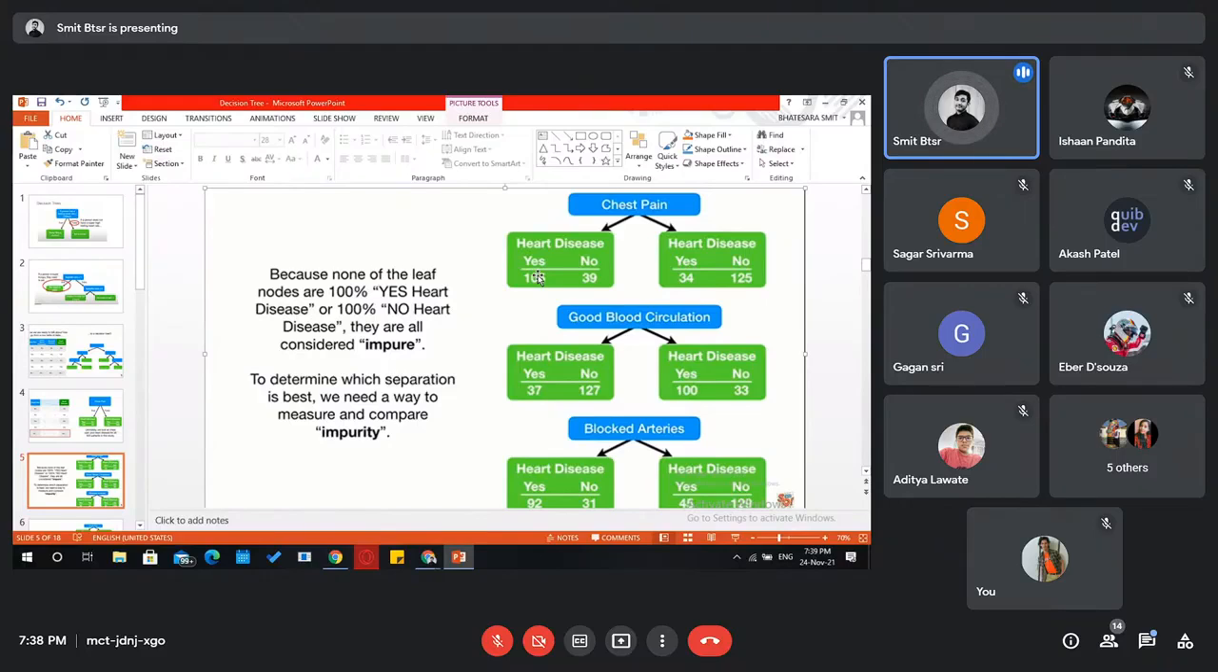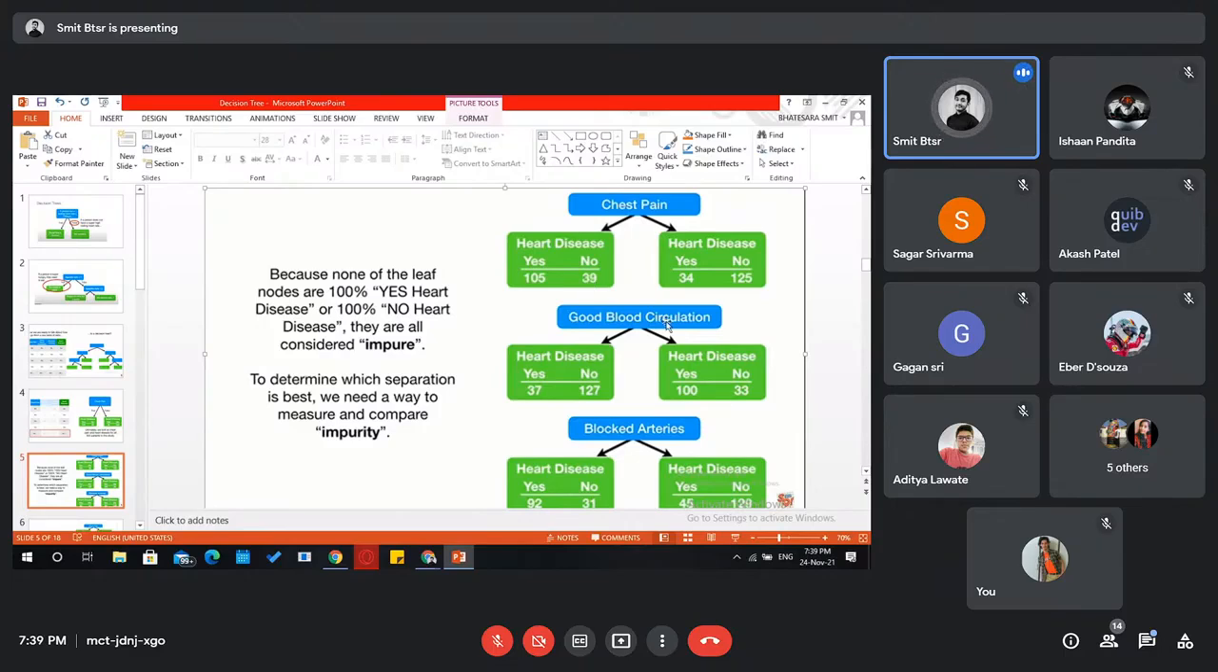If all of them are having heart disease, it means there is zero in this block, right? Then we can have some confidence after reading this data that now the relationship is a little bit clear between chest pain and heart disease.